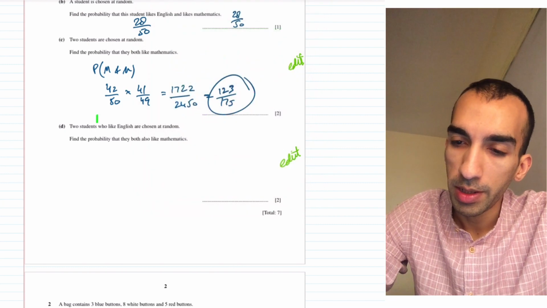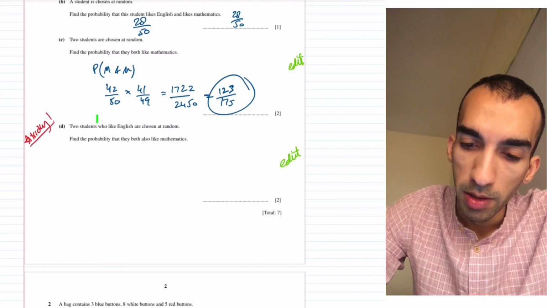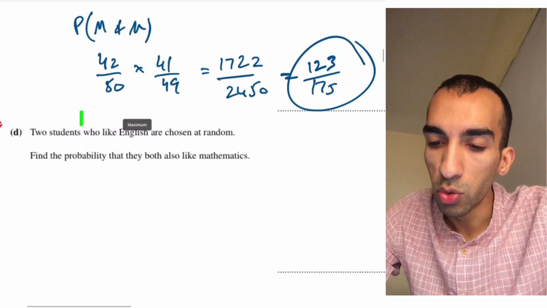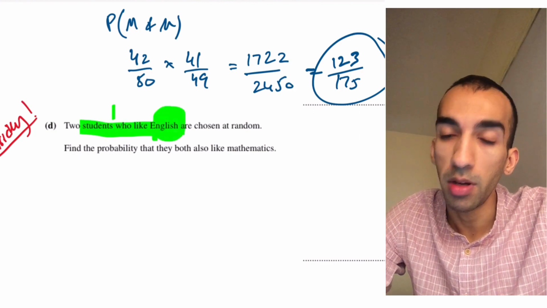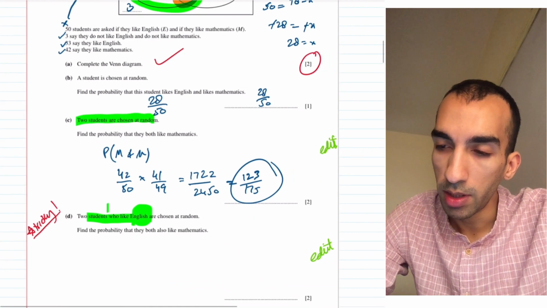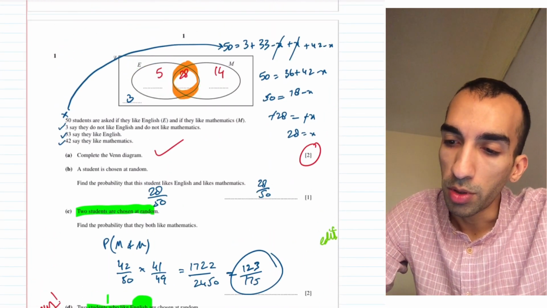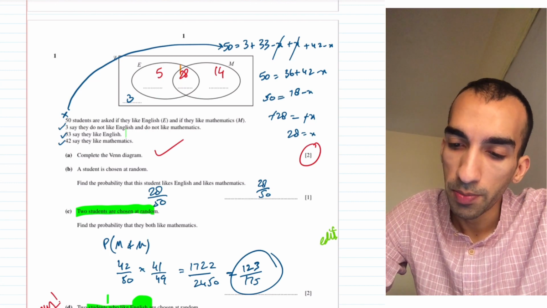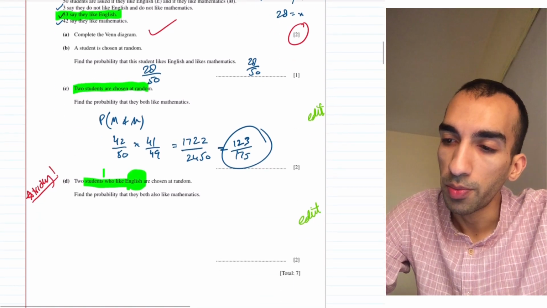Part D is a tricky question. Let me write that down. This is extremely tricky. It's playing on words. The question says 2 students who like English are chosen at random. Now this is very important. Up here it says 2 students are chosen at random. When they say 2 students who like English are chosen at random, what is the total number of students who like English? 33. The denominator is not 50 anymore.